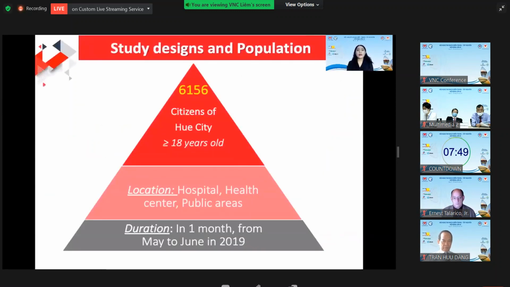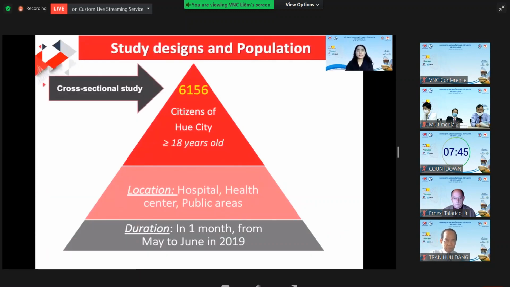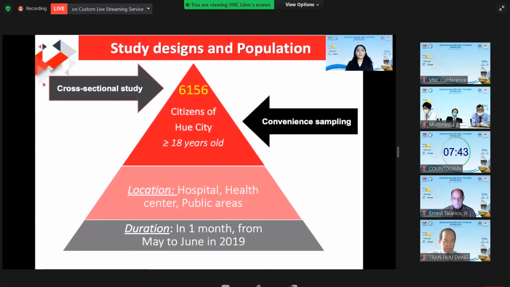Firstly, I would like to talk about study design and population. Our study is a cross-sectional study with convenience sampling. The total number of participants in our study reached more than 6,000 people. A wide range of locations were set, including hospital, health center, and public areas like supermarket, shopping mall, or school. This survey was conducted over 1 month from May to June in 2019.